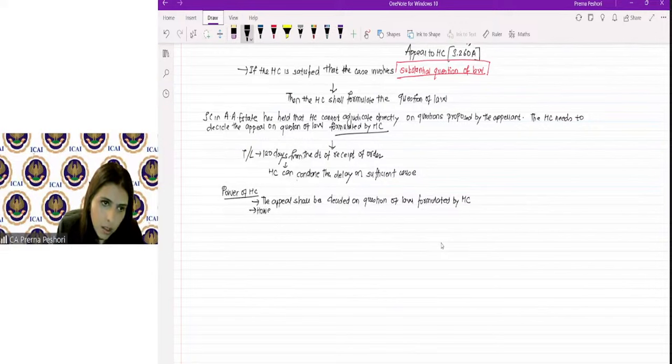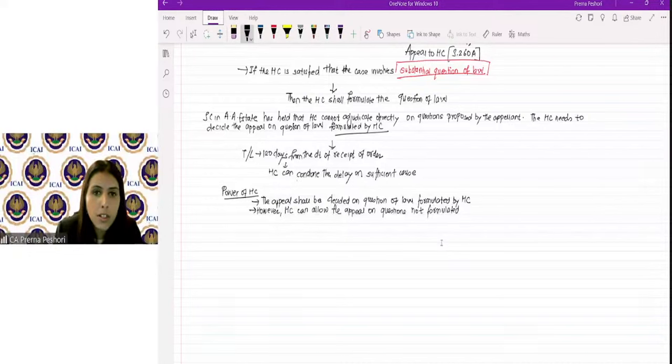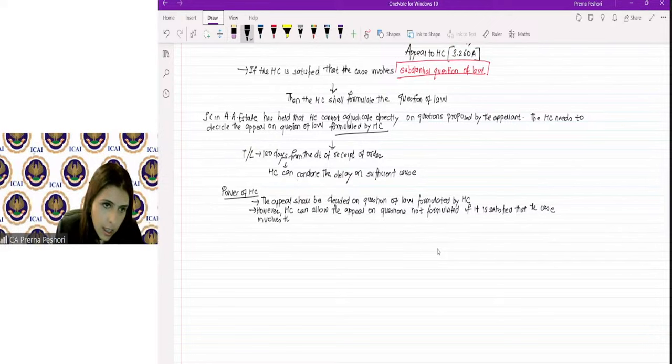However, the High Court can allow the appeal on questions not formulated, on the question not formulated, if it is satisfied that the case involves the question.